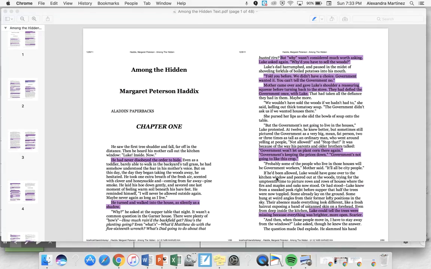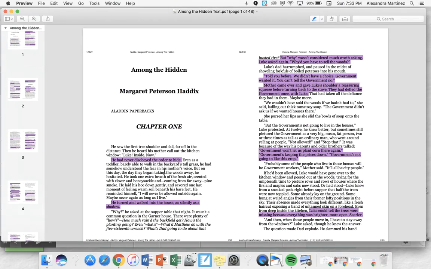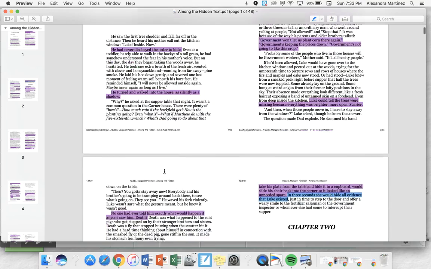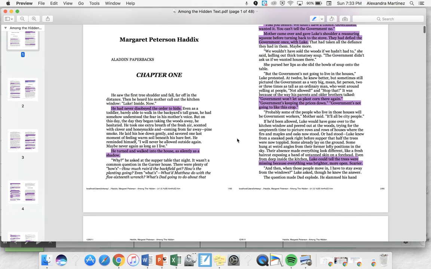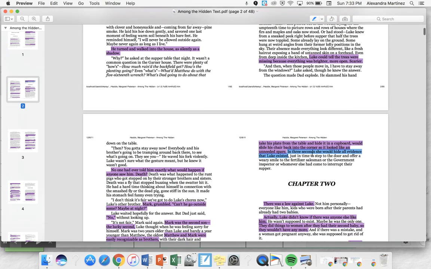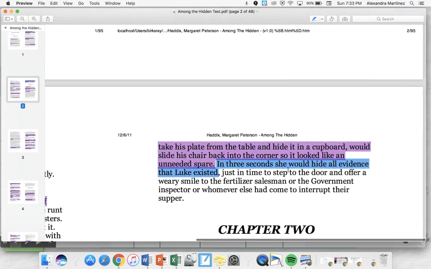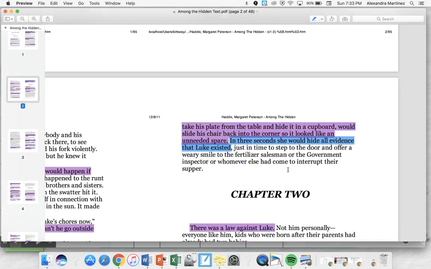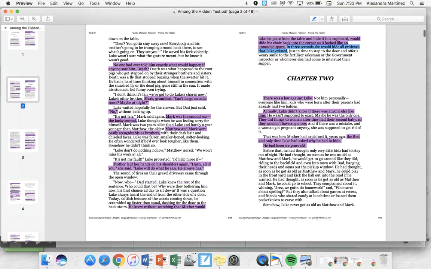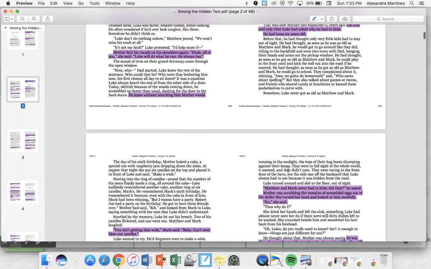So in looking at the text, realistically, your text should be highlighted. I went through and highlighted in purple, and then in blue are the more shocking things to me. For example, in chapter 1, a shocking thing was in 3 seconds, she would hide all evidence that Luke existed. That's how much practice they have hiding him.